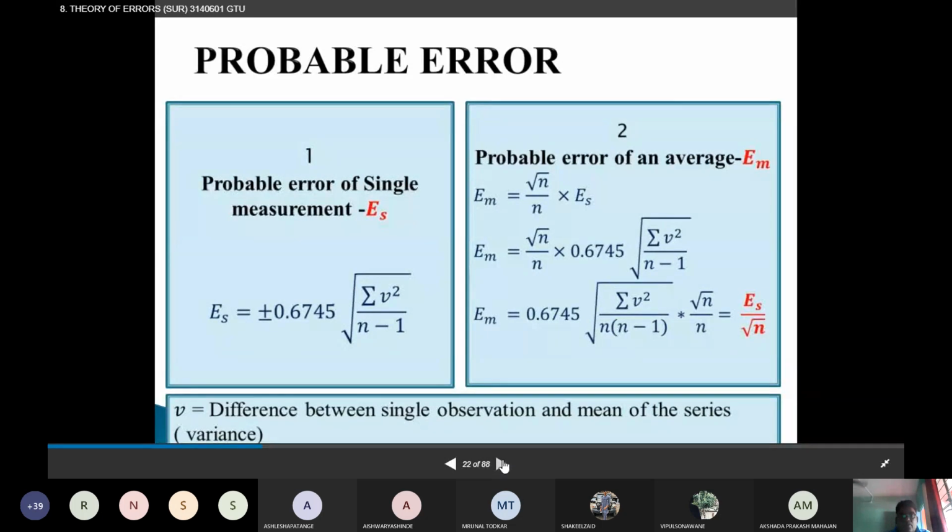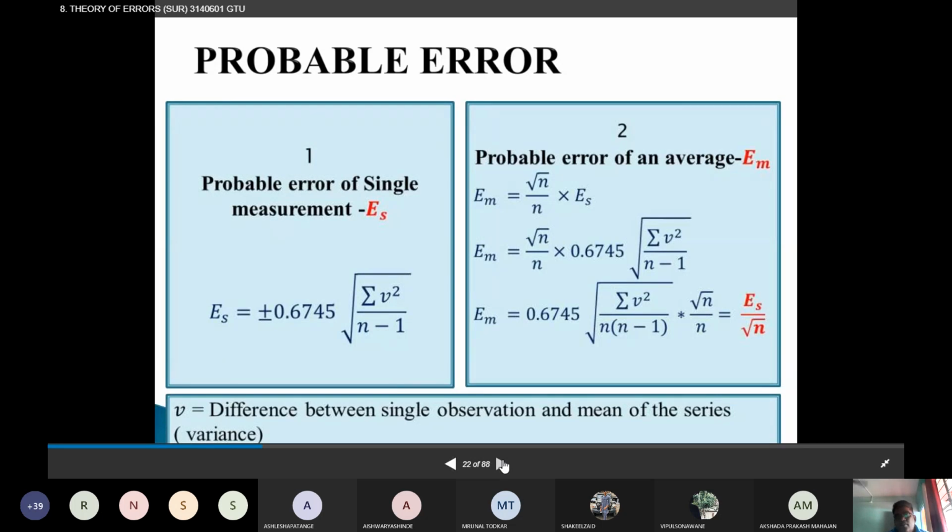Then probable error, note down the first one, probable error of the single measurements. Please take down the equation immediately. So ES is equal to plus or minus the error into the square root of summation of V square by n minus 1. So n indicates the number of observations. V is the difference between the single observation and the mean of the series, that is the variance part, and ES is nothing but the probable error of the single measurement. It denotes the symbol ES.